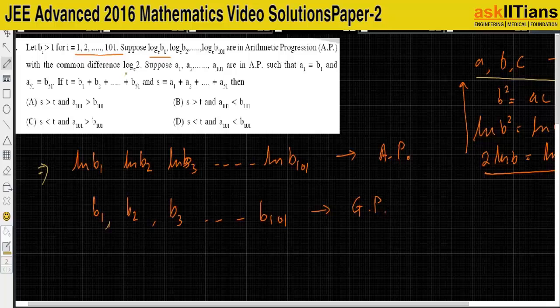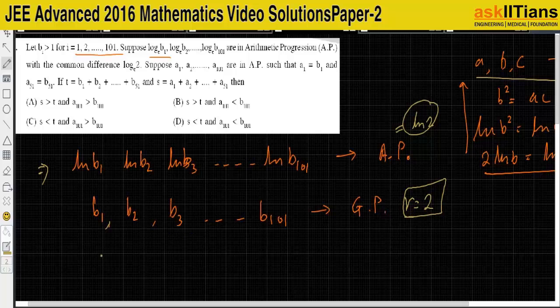with common difference equal to ln2. Yeah, so if the common difference of this series is ln2, then what will be the common ratio of this GP? It will be simply 2. Okay, the common difference here is ln2, so I will take the antilog of that also. So I'll get the common ratio of this GP as r equal to 2.